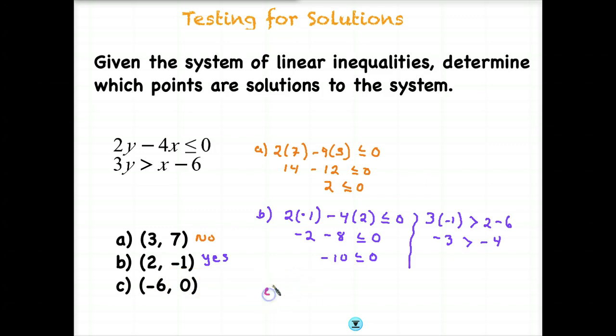Let's try our last point, point C. If we plug in, we have negative 6 comma 0. We have 2 times 0 then, minus 4 times negative 6 is less than or equal to 0. Well, 2 times 0 is 0. Negative 4 times negative 6 is positive 24, and that is not going to be less than or equal to 0. So we know right away this is no, and we don't even need to test it in our second equation.